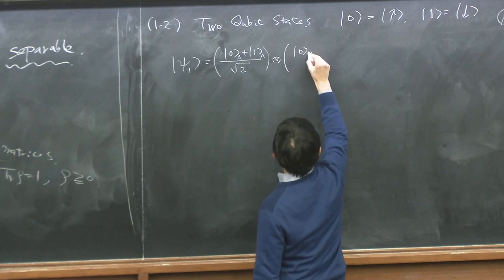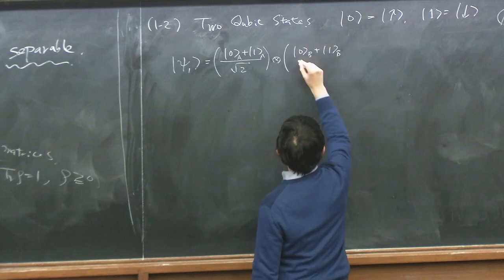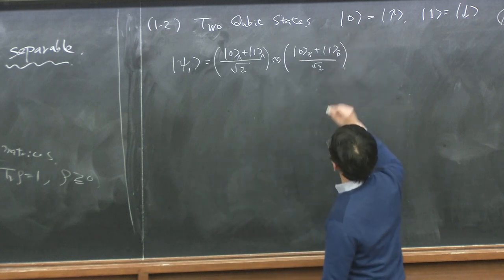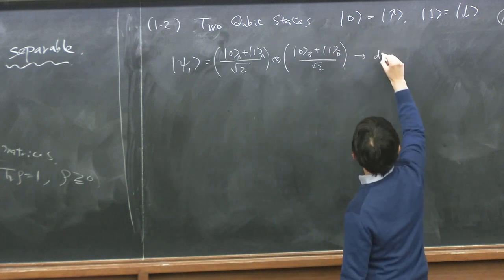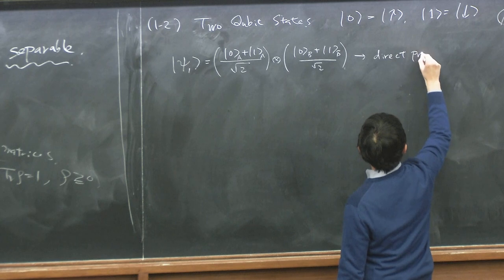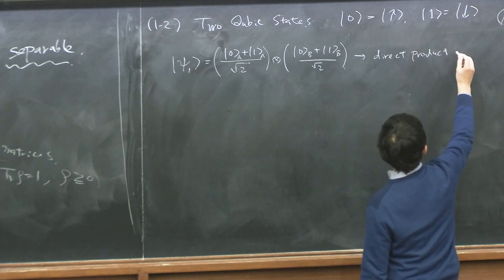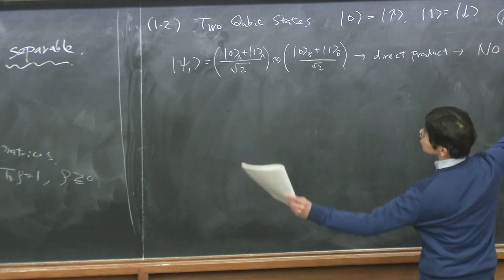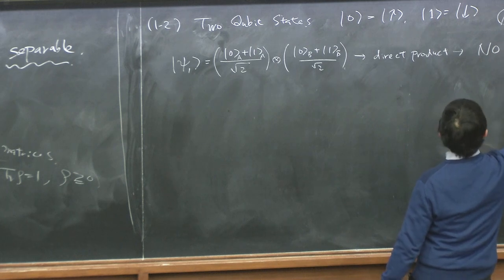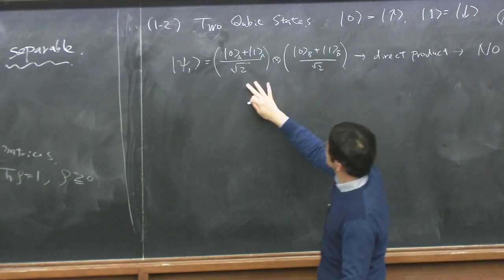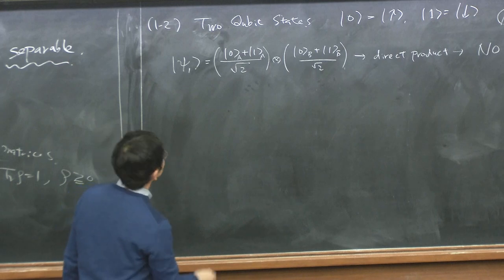Let's assume this case. Even though we have a non-trivial linear combination, this is a direct product. So in this case, we say there is no entanglement, which follows from this definition. And indeed, they are completely independent. A and B are independent.